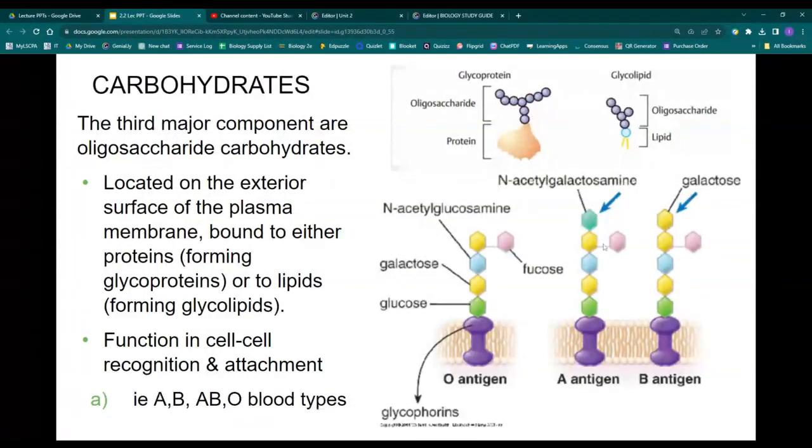The carbohydrates are also important to the phospholipid bilayer. Carbohydrates are located on the exterior surface. They're not going to be found on the inside of the cell.